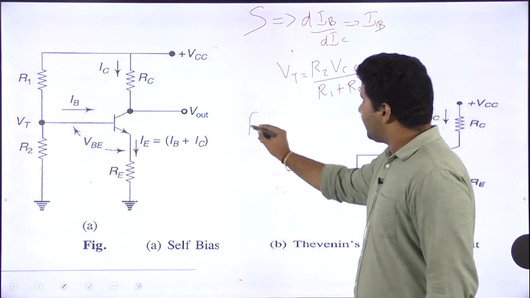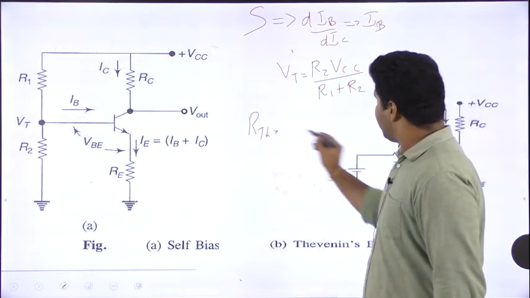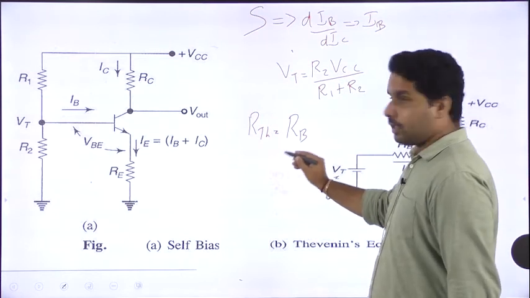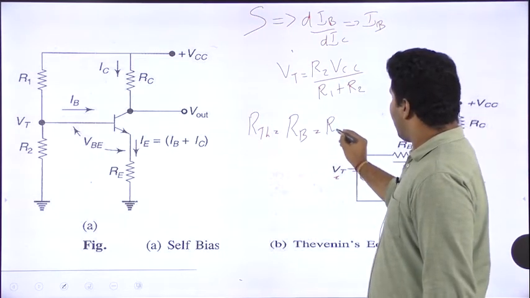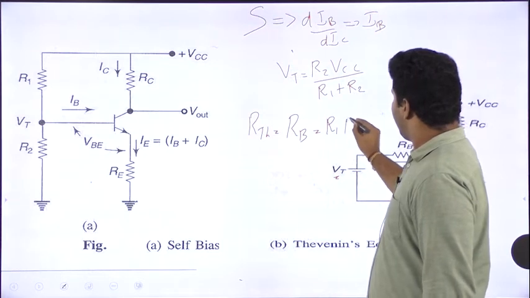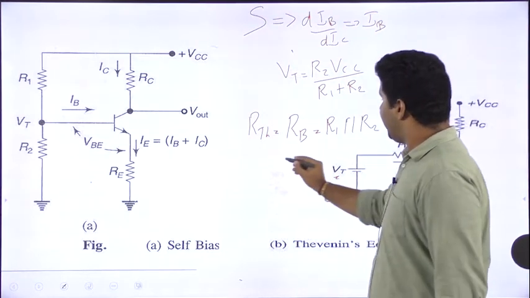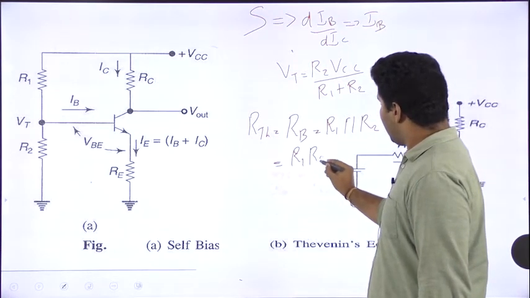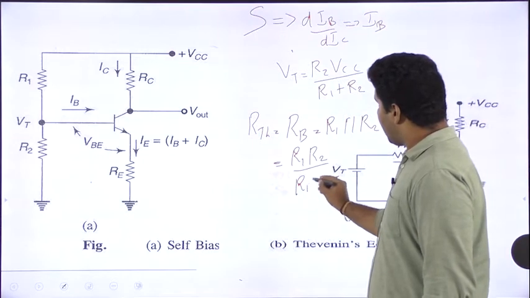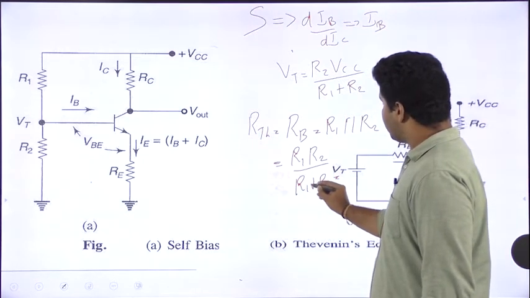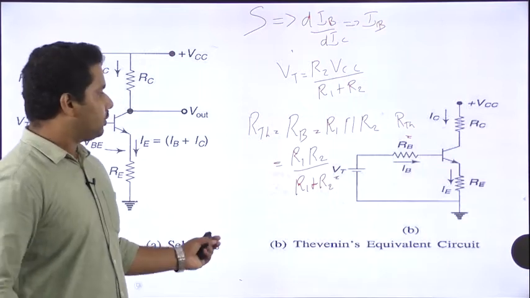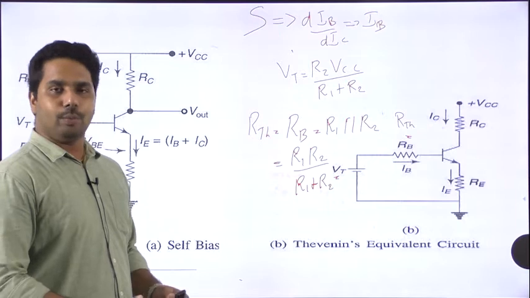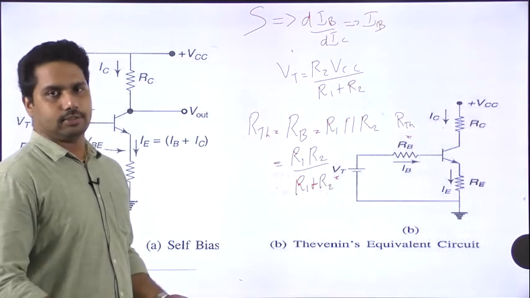I told you the Thevenin resistance RTH, I have denoted here as RB resistance for easy understanding. That will be equal to R1 parallel to R2. If I am taking that effective resistance value, it will be R1 R2 divided by R1 plus R2. Okay, so I hope you got the reason why we are moving to that Thevenin equivalent representation: to make our analysis easy only. That's it.